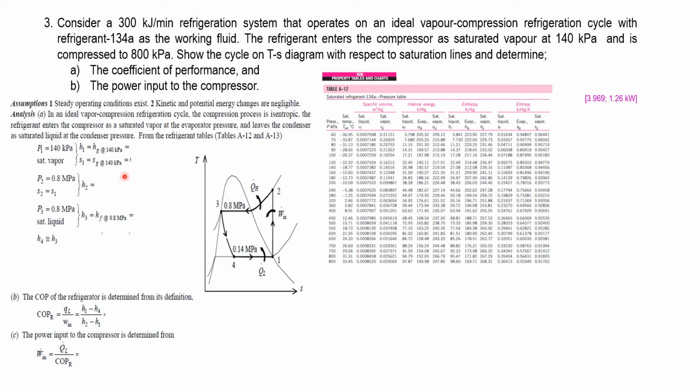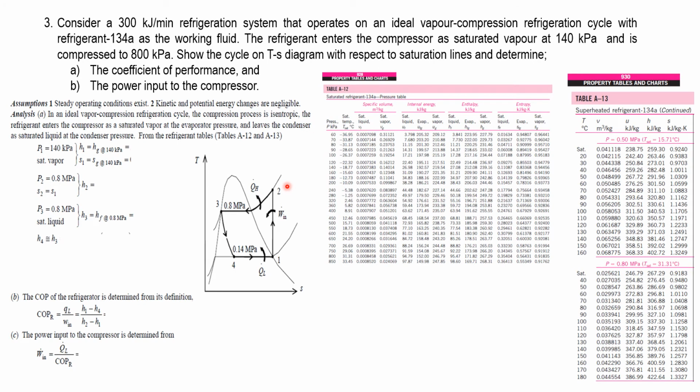Now H2 again is at this point. Remember, it's no more in the saturated region. So this is at the superheated region. For the superheated region, you will need to use the superheated table, table A13. So what is the pressure here? 0.8 megapascal. So you have a column for 0.5 megapascal. Then you go to the column that represents the 0.8 megapascal. So here, at 0.8 megapascal, based on this value of entropy, you find where the entropy fits here. Then use your interpolation to find what is the value for H.